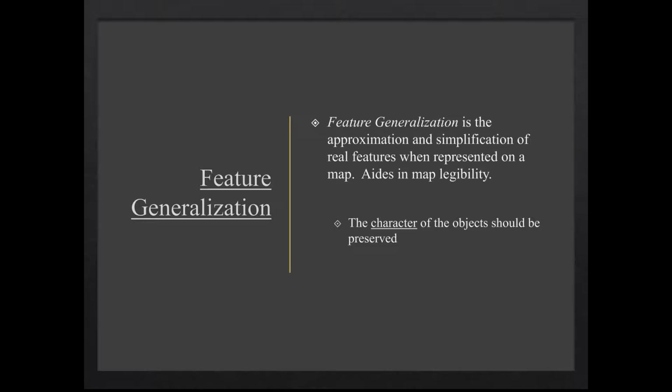What is most important to remember about all feature generalization is that a properly generalized feature should still maintain the same character of the original objects. That means, for example, if we reduce the number of curves in a stream, we should still be able to identify that feature as a simplified version of that stream.